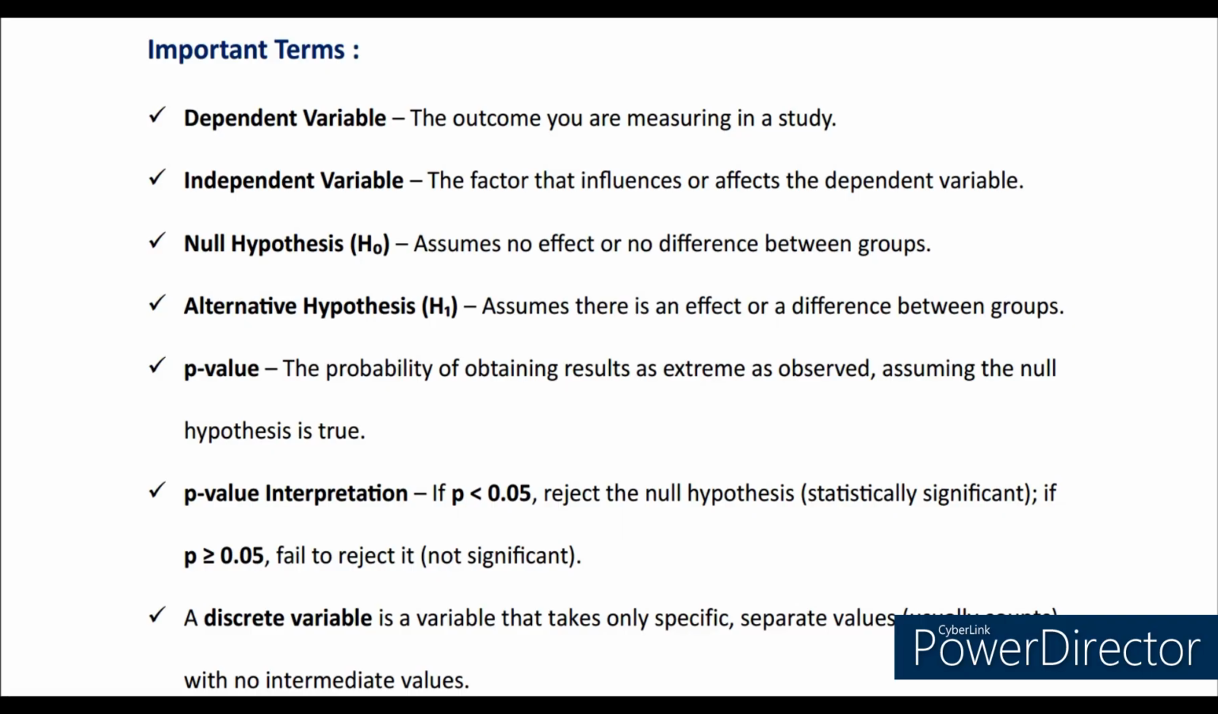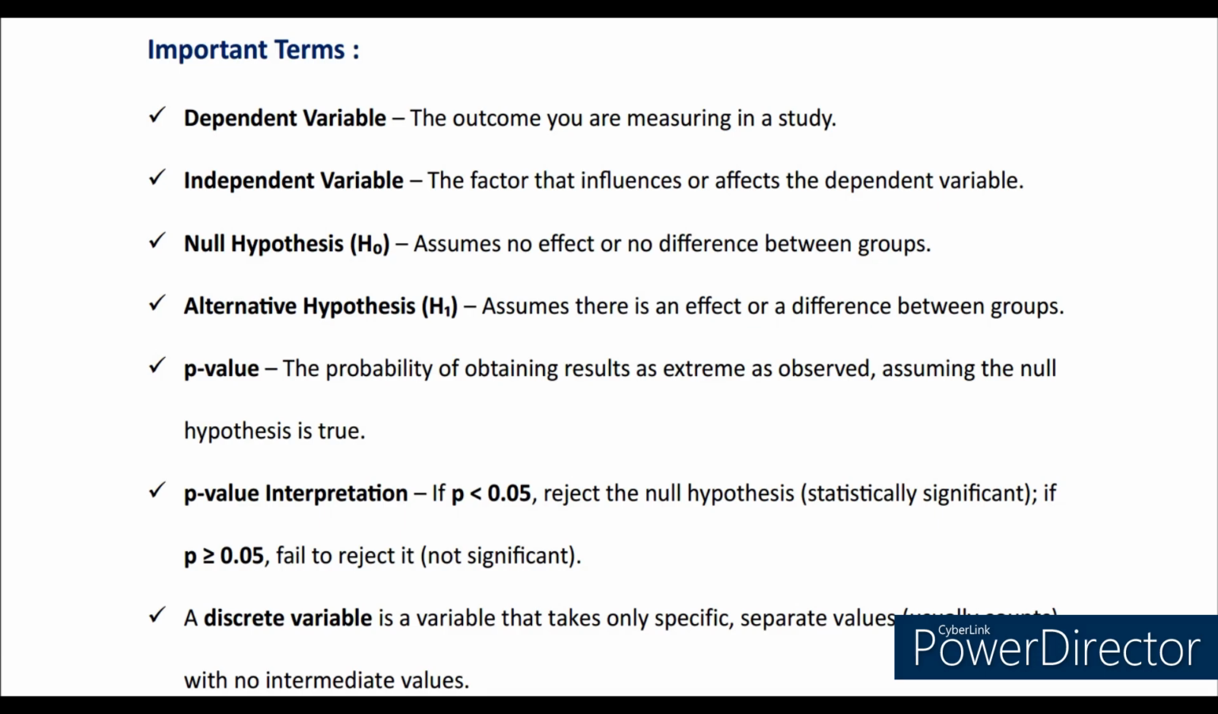Now coming to the p-value, it is the probability of obtaining results as extreme as observed, assuming the null hypothesis is true. And if the p-value is less than 0.05, we reject the null hypothesis, and we call it statistically significant.